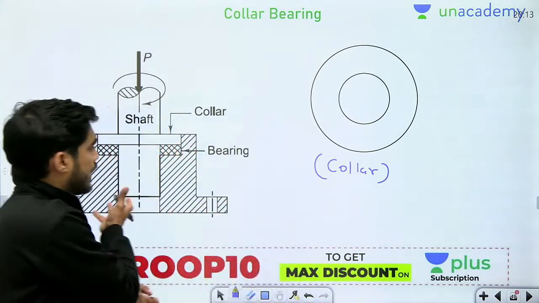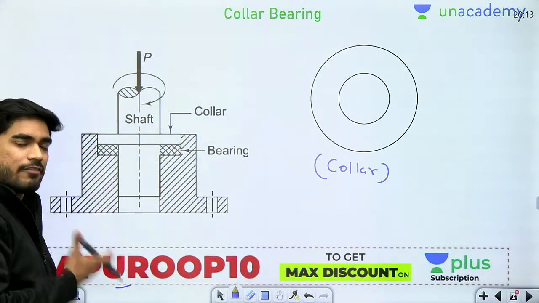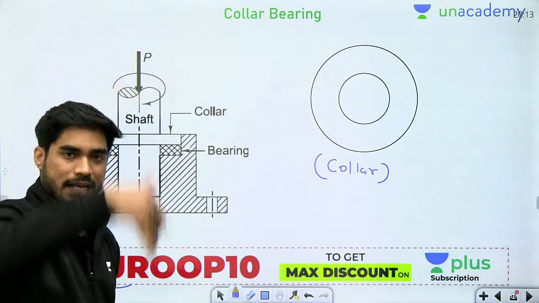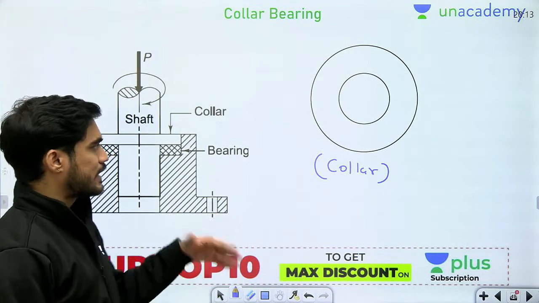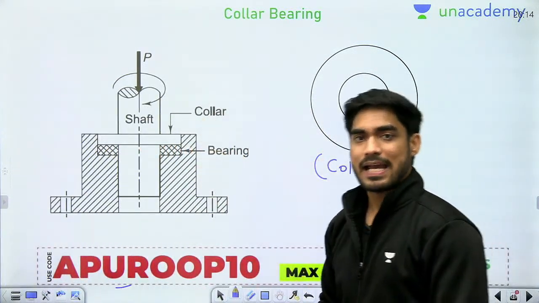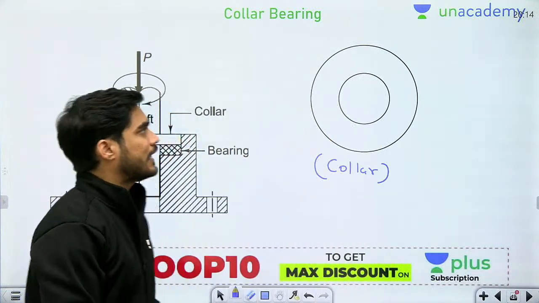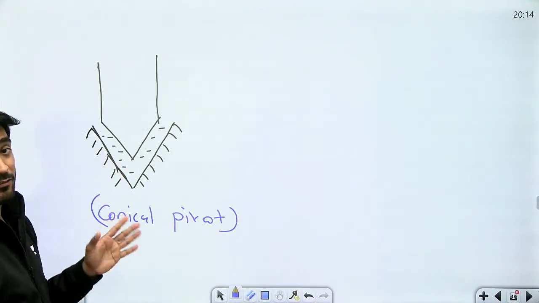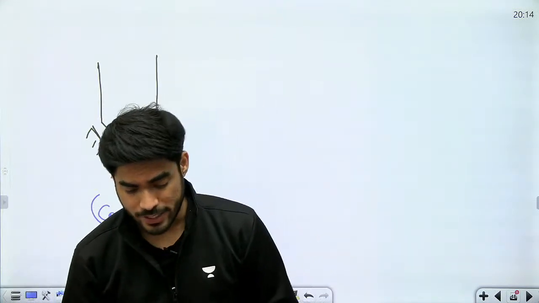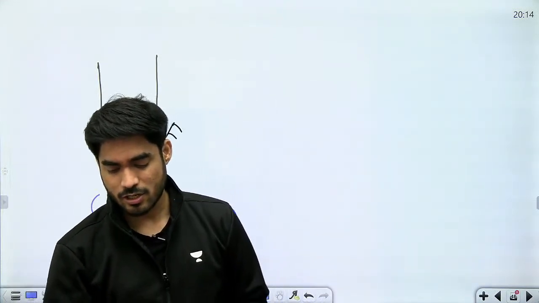The more area there is in support, if the area supported is more, then the load carrying capacity will also be more. The more area in contact, the more load it can sustain. So that's why we can increase the number of collars. But if you increase the number of collars, if the area is increased, friction is also going to increase. Okay, heat generation is also going to increase.